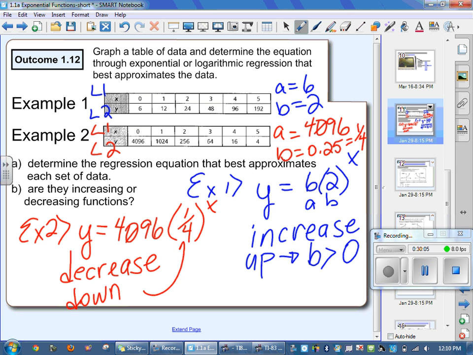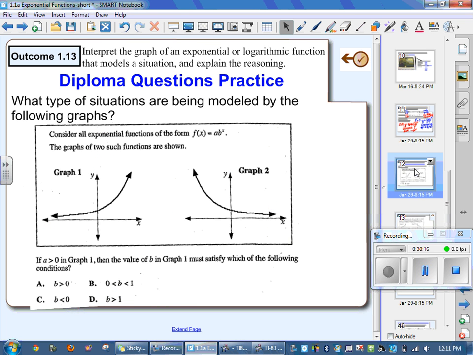Now we have a couple diploma questions we're going to look at. This one here says what the situation is being modeled by the graph. Here it tells us if A is greater than 0, so our y-intercept is larger than 0 in graph 1, and the value of B. It's talking about graph 1. They gave us graph 2 just to confuse us with too much information. If we read the question, it's actually talking about graph 1 only. So graph 1, I look here, and it's going up. So since it's going up, B has to be larger than 1.